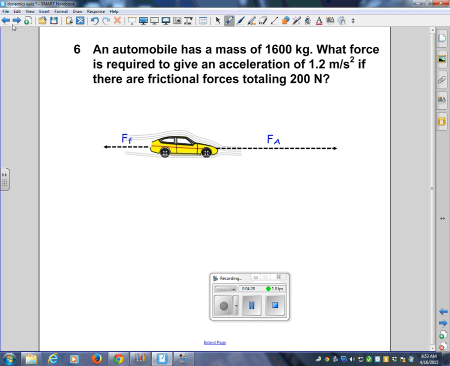An automobile has a mass of 1,600. What force is required to give an acceleration of 1.2 if there are frictional forces totaling 200? I remember doing a question like this. It had a picture of an ice cream truck.